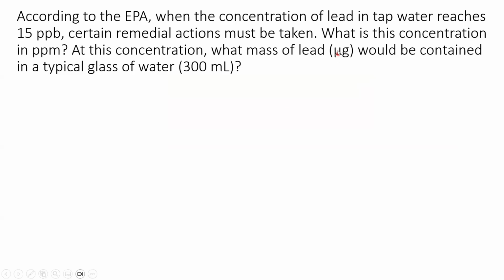So with this one, if we're thinking about those types of calculations, according to the EPA, when the concentration of lead in tap water reaches 15 parts per billion, certain remedial actions must be taken. So with the EPA, they're not monitoring to make sure that there's no contaminants. They've done calculations to determine what a realistic threshold is, and their threshold is that there won't be adverse effects except for one person in a million. So if 1 out of a million people get sick from that exposure, they consider that to be acceptable risk.